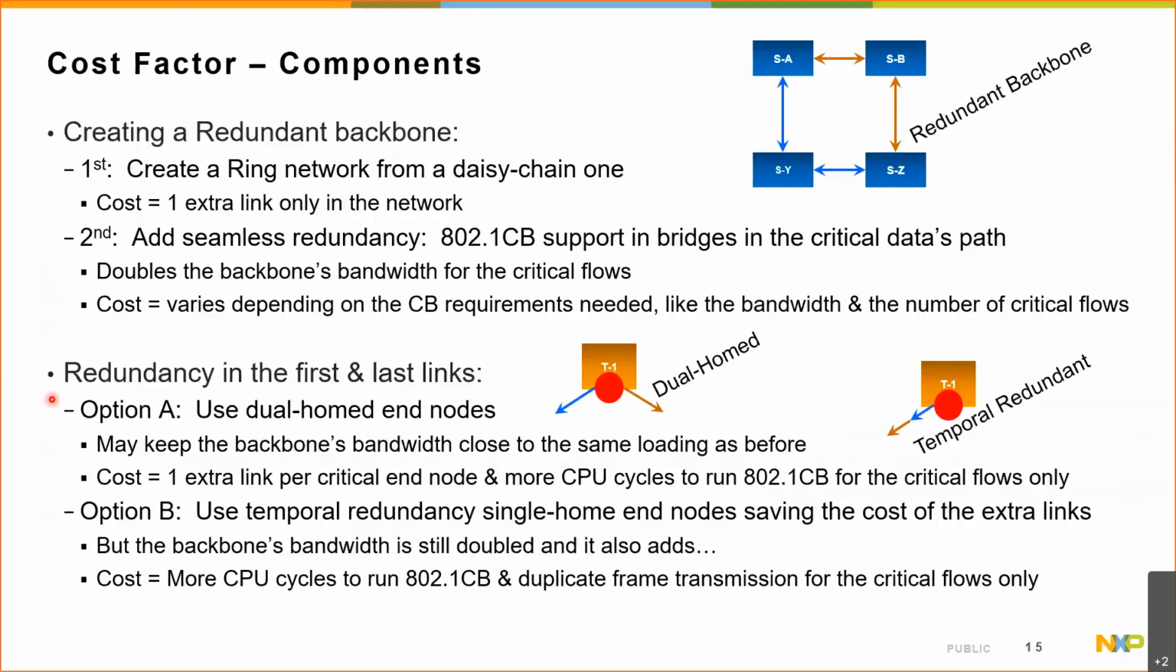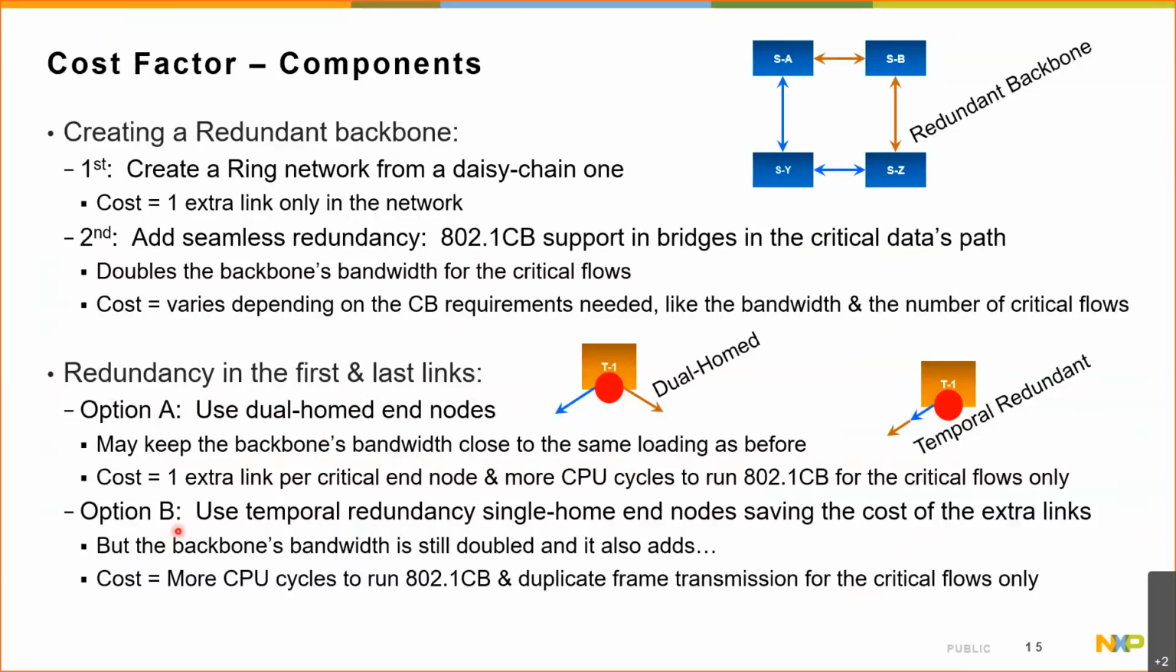Now the redundancy on the end stations, on these first and last links, also needs to be taken into account. As we showed in option A, you can use dual-homed end stations. Now that may keep the backbone's bandwidth close to the same, but you need extra links per end station and a lot more PHYs and links in the bridges. So that may not be cost effective. That's up to you in those situations.